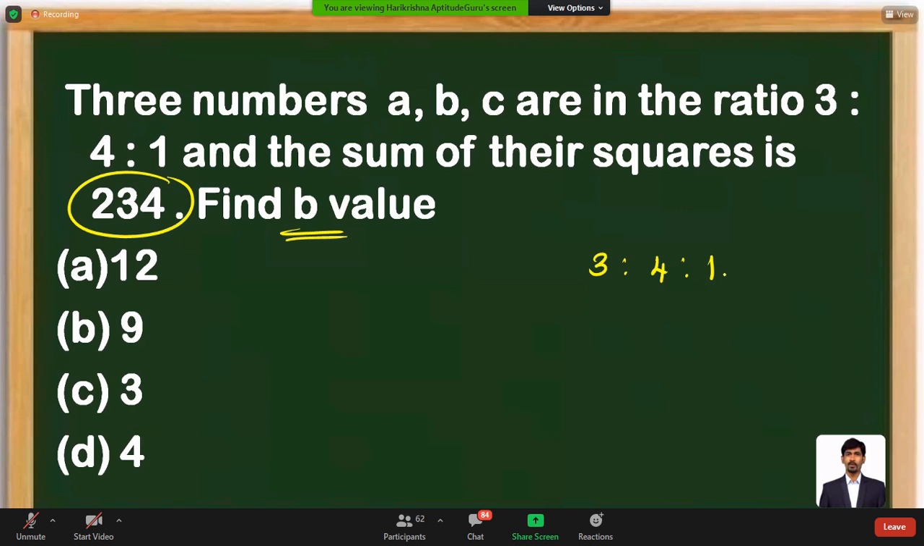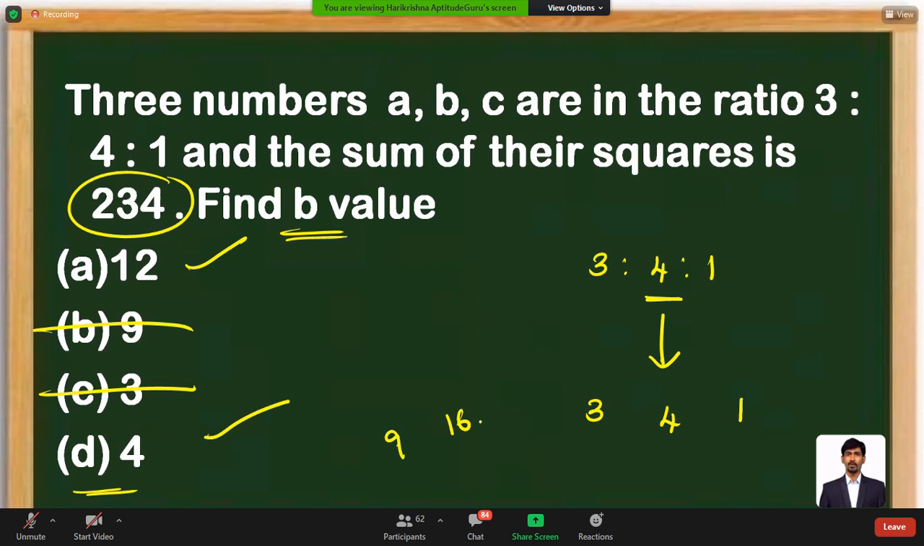So I'm using the other way of solving the question. B is a 4 multiplier. Look at the options. Which are 4 multipliers? These two. I'm using plugin strategy now. If B is a 4 multiplier, let's assume D is the correct answer. 4 becomes 4, then 3 becomes 3 and 1 becomes 1. 3 square is 9, 4 square is 16, 1 square is 1.